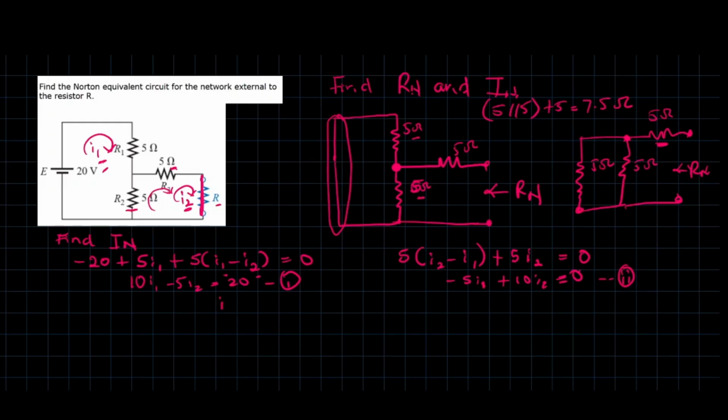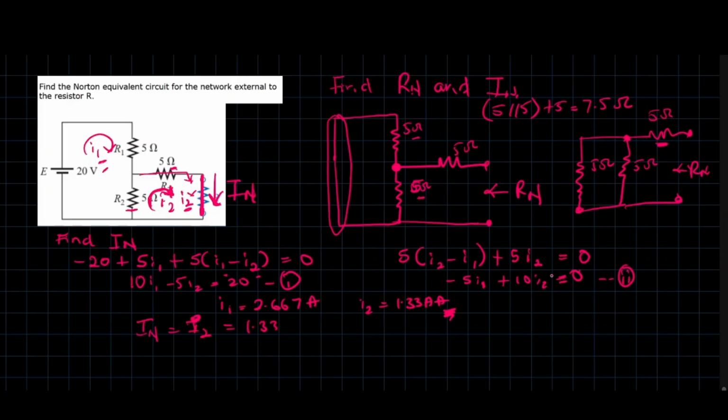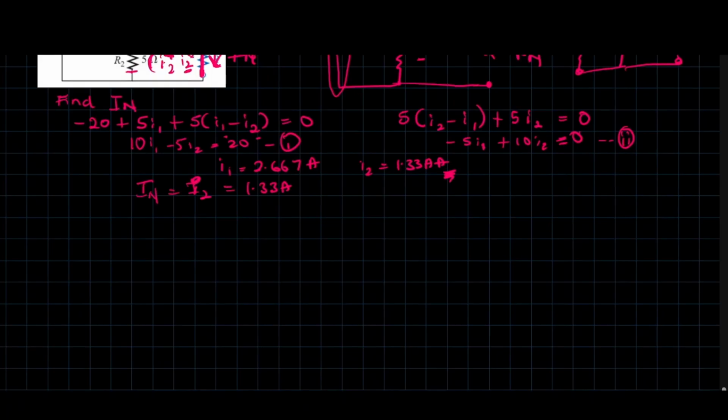If we solve it, I1 will be equal to 2.667 amps and I2 will be equal to 1.33 amps. And in this particular case, In, that is the short circuit here, I forgot to draw it, is the current going like this, and I2 is also the current going like this. They are going in the exact same direction, which means In will be equal to I2. They go in the exact same direction and in the same circuit loop, so you don't get confused, which is equal to 1.33 amps.